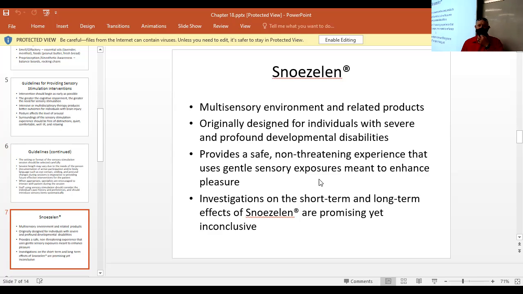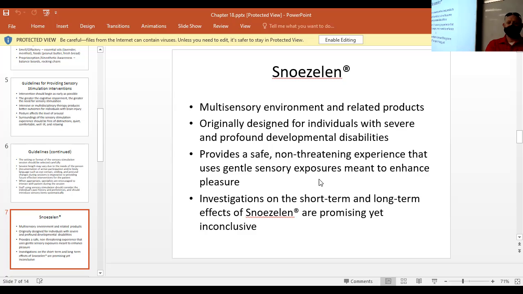So what it is, snoezelen, remember the name. It's a strange name, so you should be able to remember it. Multisensory environment and related products. Like I said, this is something that's actually on the market now. There are companies that sell snoezelen rooms, basically. They'll come in and build you a sensory paradise for your people and give you a big old bill for it when they get done, most of the time, because it's a very specialized thing that you're asking for.